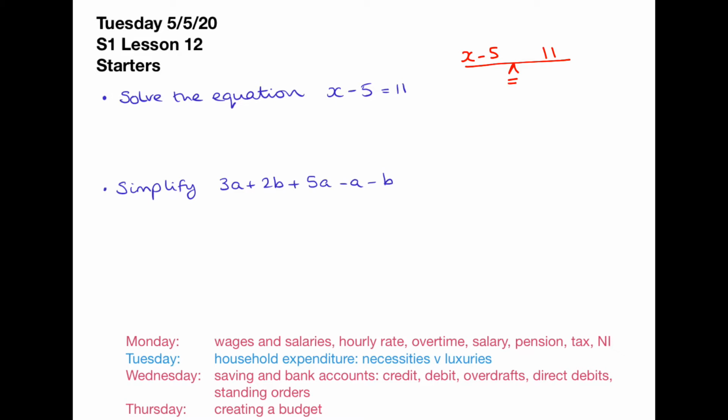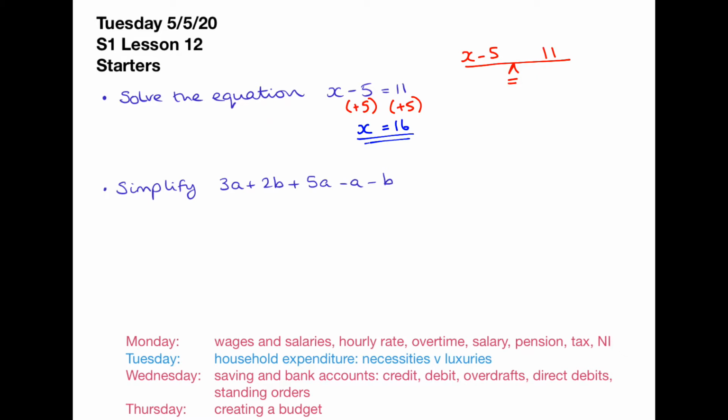So if we want to get x on its own, remember we've got to do the opposite of what's stopping it being on its own. So we would add 5 to both sides. And that would give us x on this side and 16 on the other. And that's that simple little equation solved. Okay, remember, solving an equation just means finding out what the letter stands for.